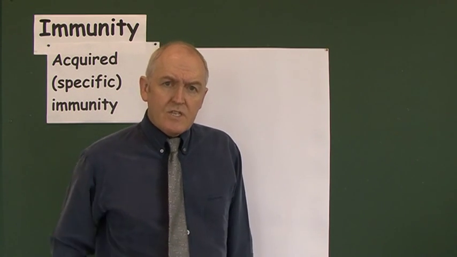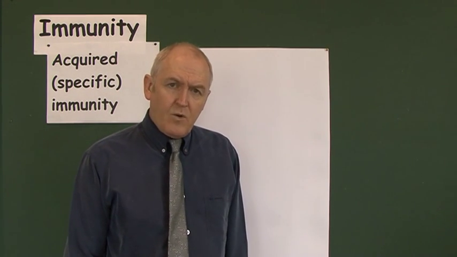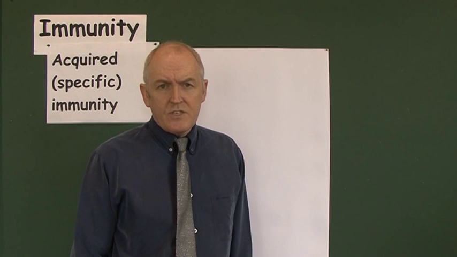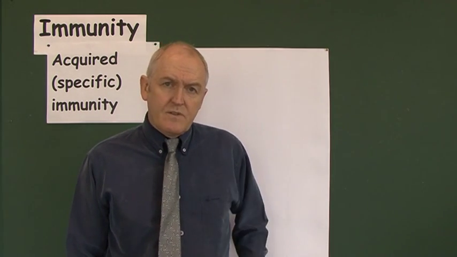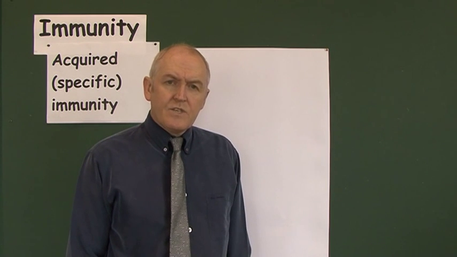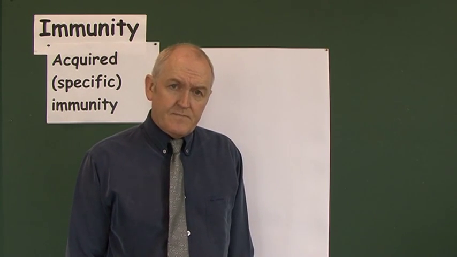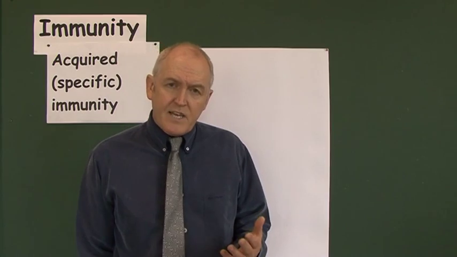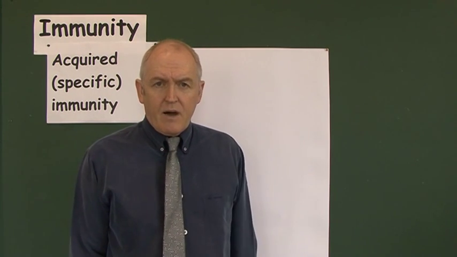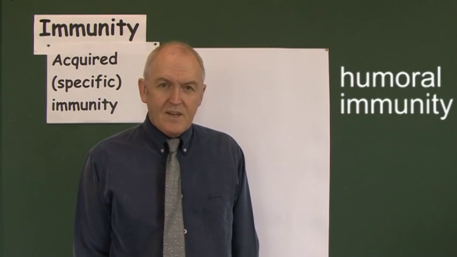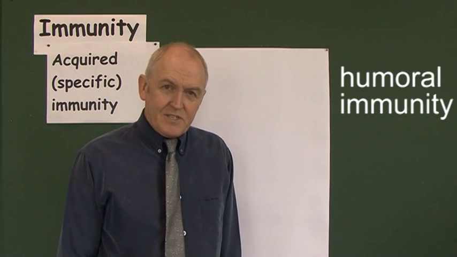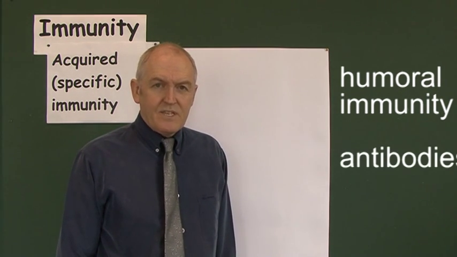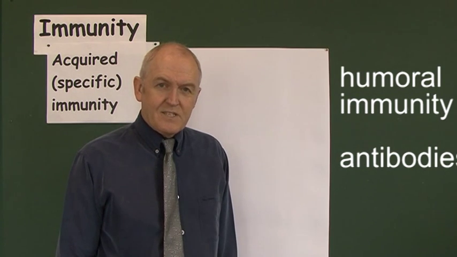And there's basically two types of specific acquired immunity. The first is called humoral immunity, to do with the humours and fluids of the body. And the next one is called cellular immunity. But let's forget all about cellular immunity for now and think about humoral immunity. Now, humoral immunity is based on antibodies. The antibodies are the immunoglobulins.